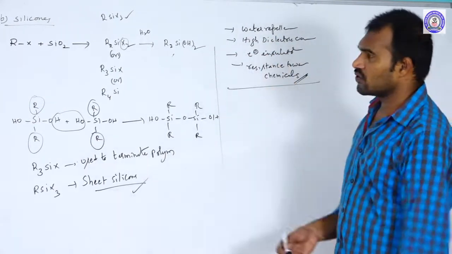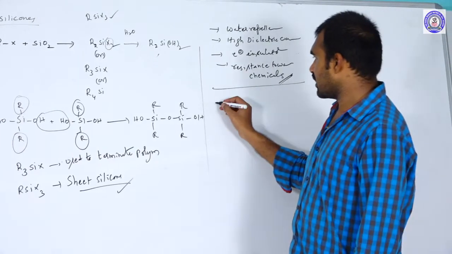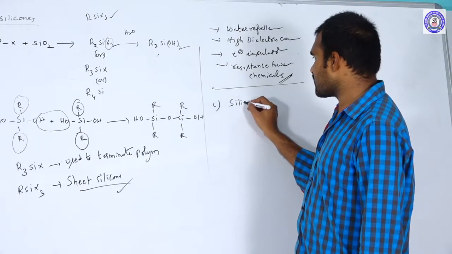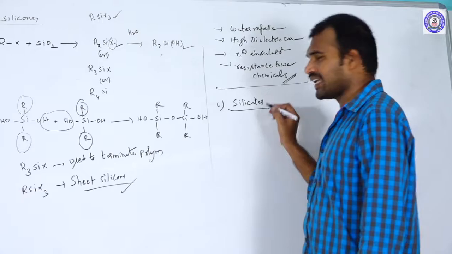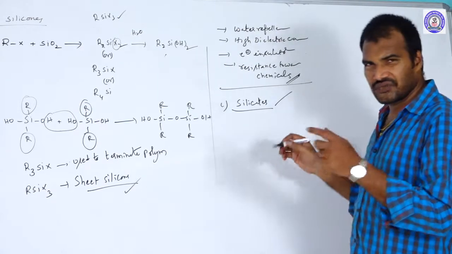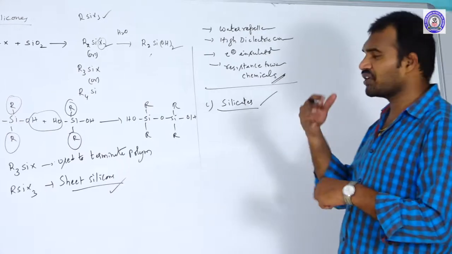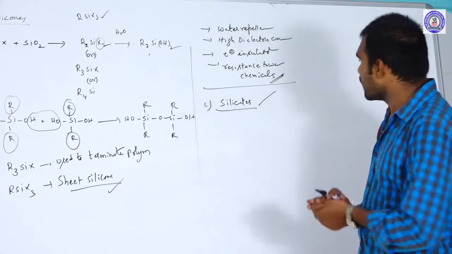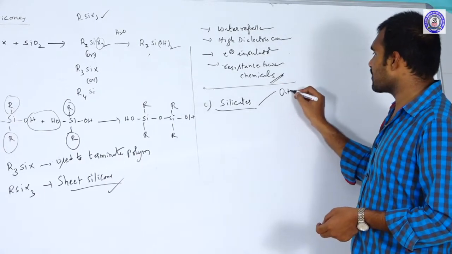After silicones, let us move to the third compound, silicates. Silicates again are of different types. I am just giving you the general structure and how many oxygens they are sharing. Yes, the first one, orthosilicates.